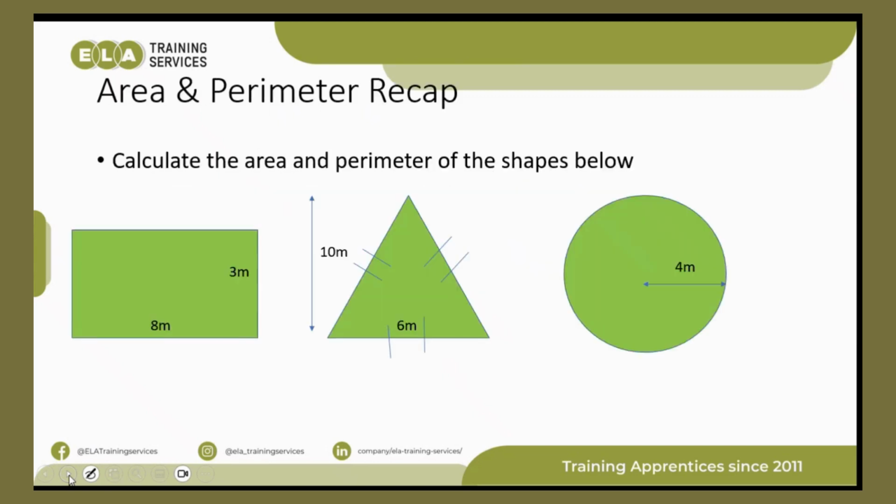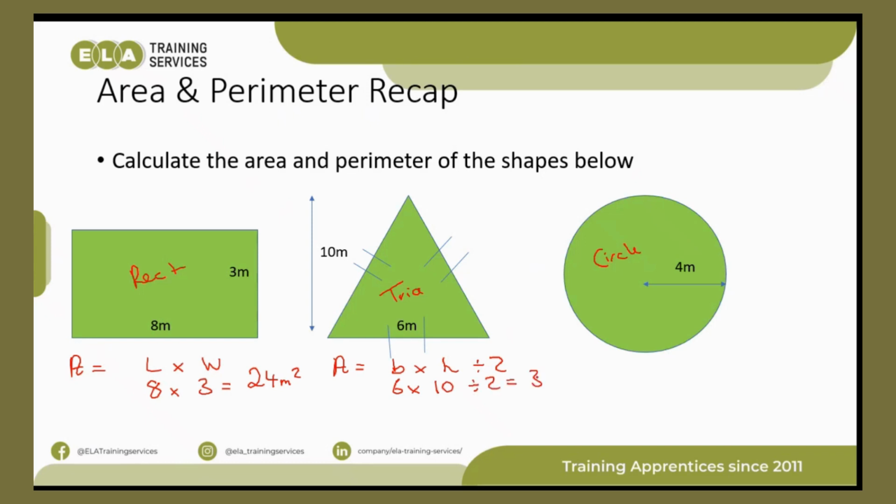So first, with our area and perimeter recap, we have our three shapes. We've got our rectangle, we've got our triangle, and we've got our circle. To calculate the areas first, we know we do the length times the width with any rectangle, so 8 times by 3, which then gives us 24 metres squared. Then the area of our triangle, we've got our base times our height divided by 2. Our base is 6 multiplied by our height, which is 10, divided by 2, which then gives us 30 metres squared.